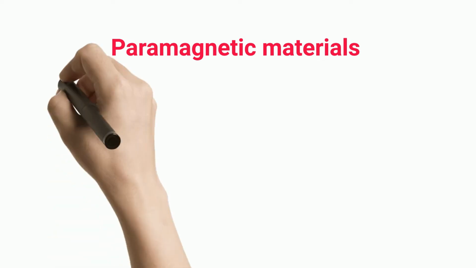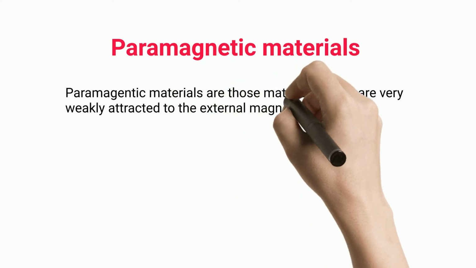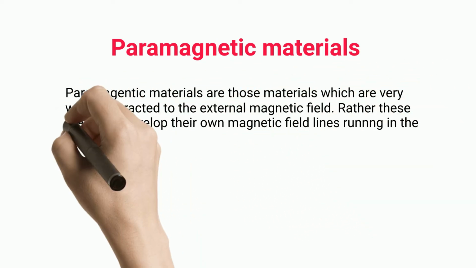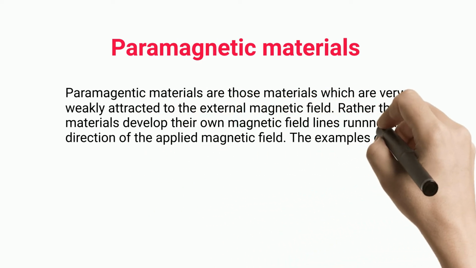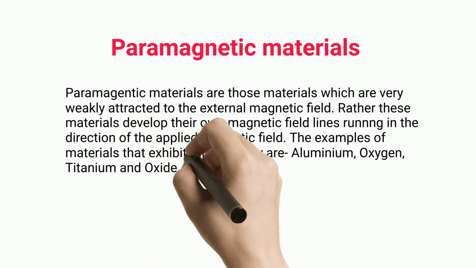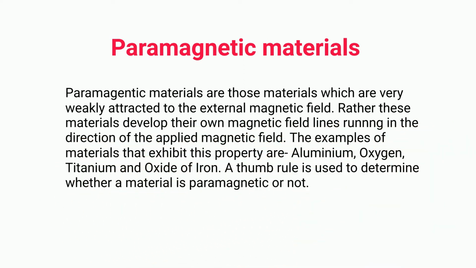Paramagnetic materials. Paramagnetic materials are those materials which are very weakly attracted to the external magnetic field. Rather, these materials develop their own magnetic field lines that run in the direction of the applied magnetic field. The examples of materials that exhibit this property are aluminium, oxygen, titanium, and oxide of iron. A thumb rule is used to determine whether a material is paramagnetic or not.